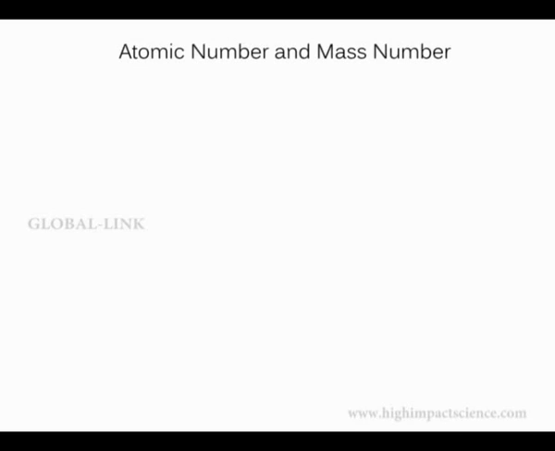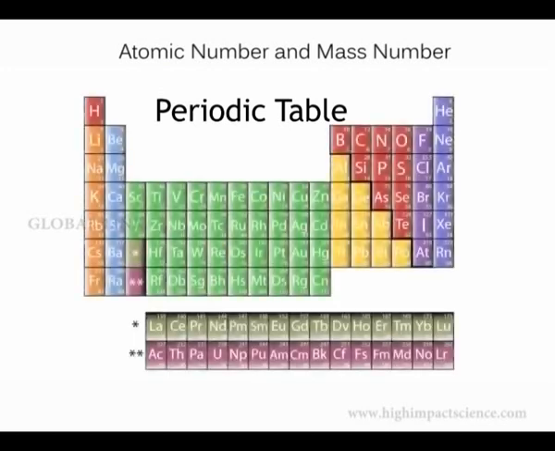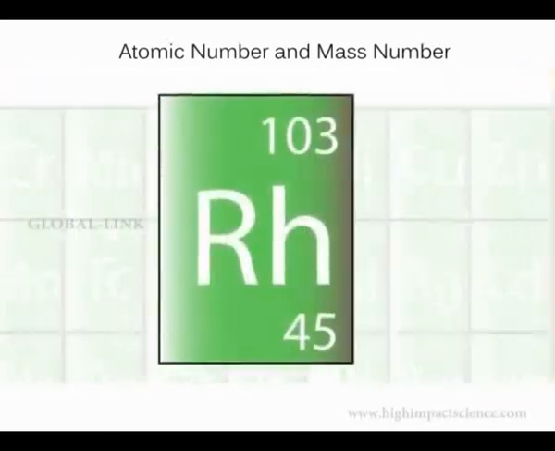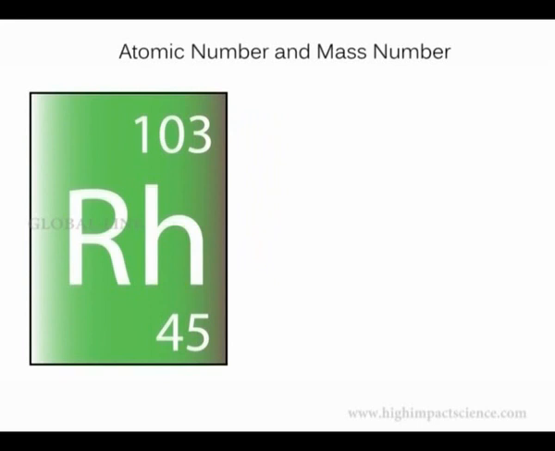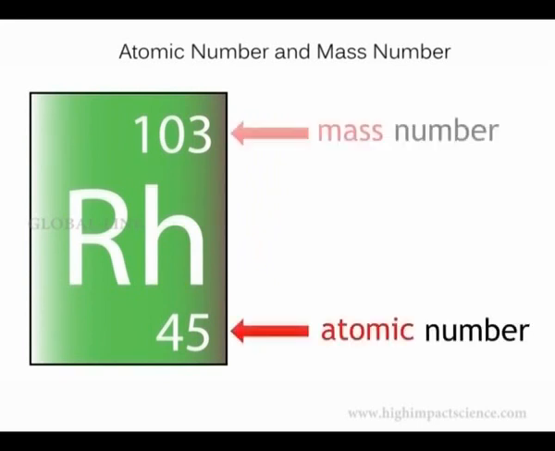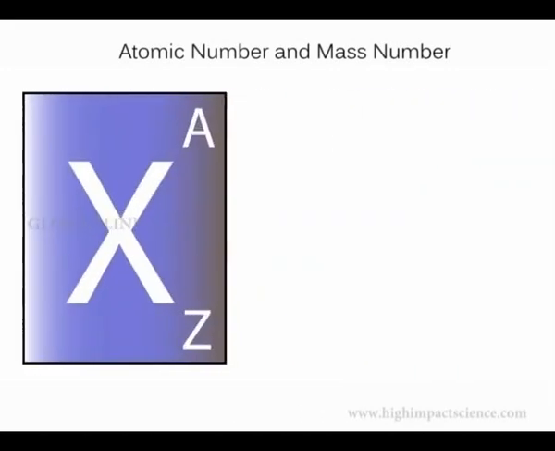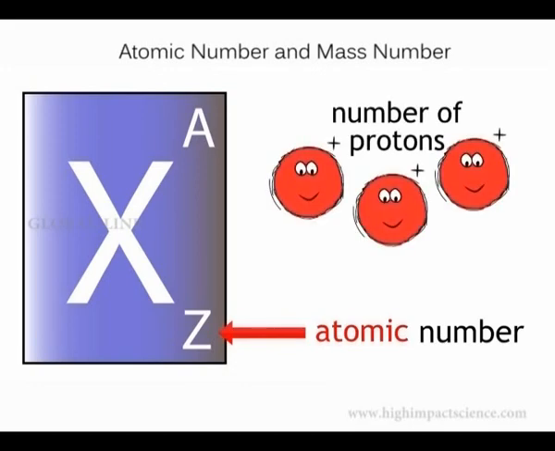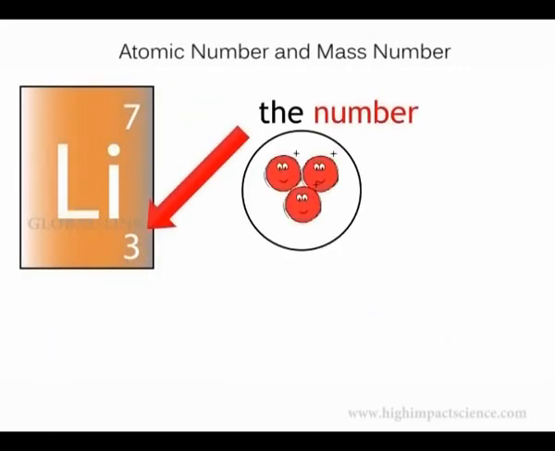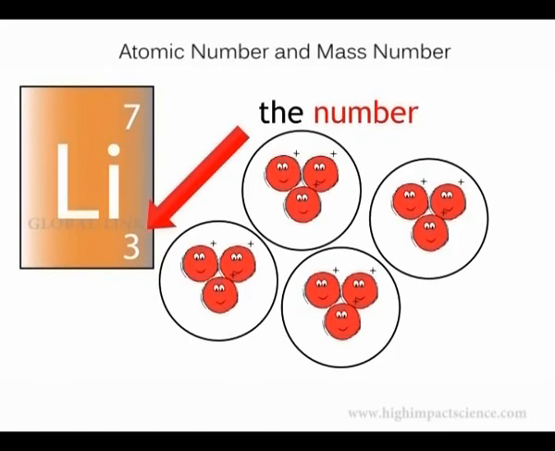Now, atomic number and mass number. When you look at the periodic table, you will see that each element has its own box, and within that box you will find two numbers: the atomic number or the proton number and the mass number. Taking an arbitrary element X, the atomic number has symbol Z. This number tells us how many protons are in one atom of an element. The number is always the same for all atoms of a particular element.